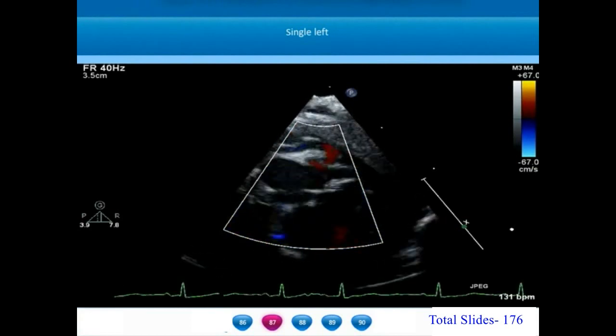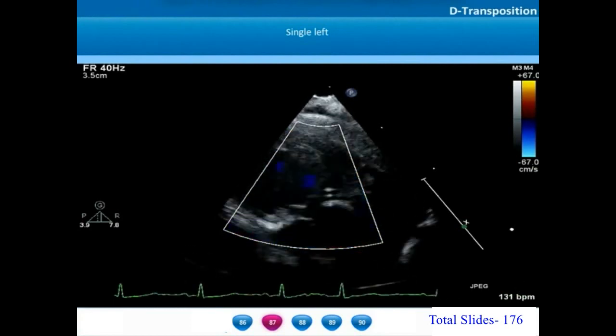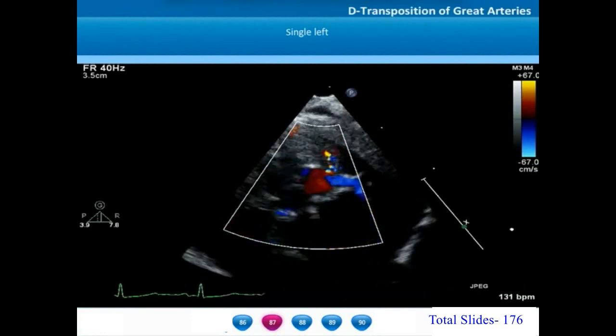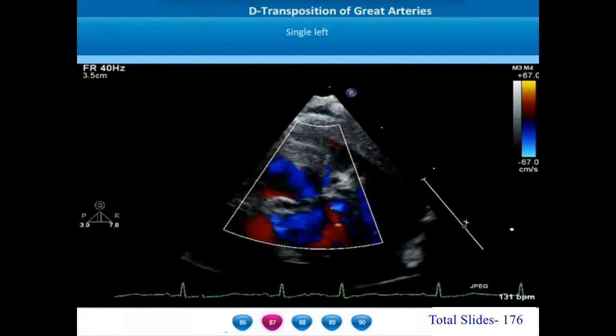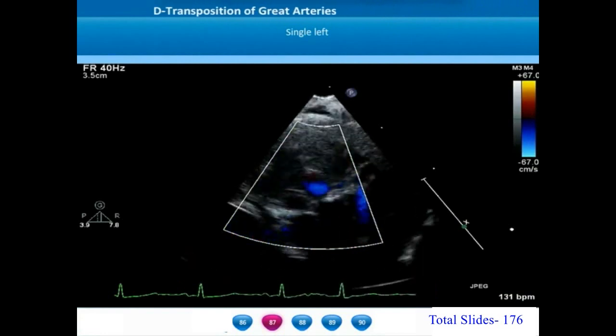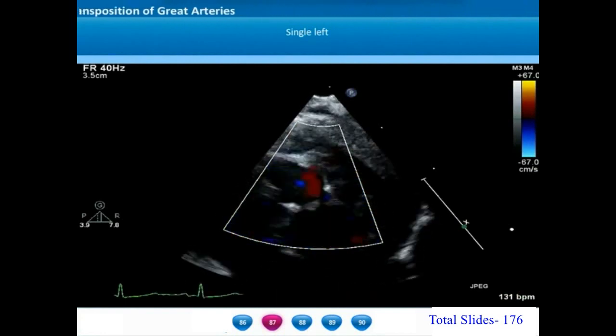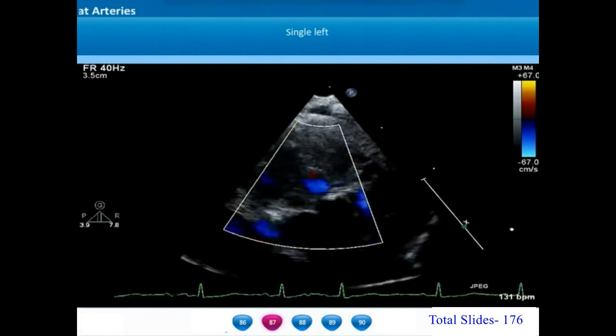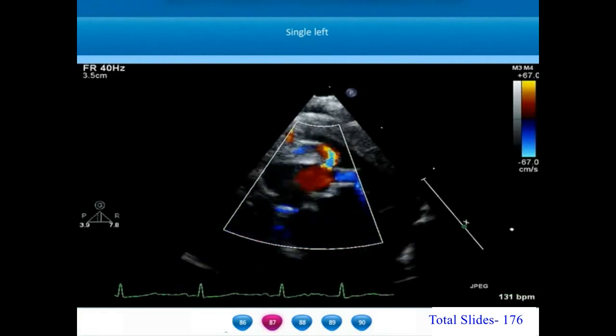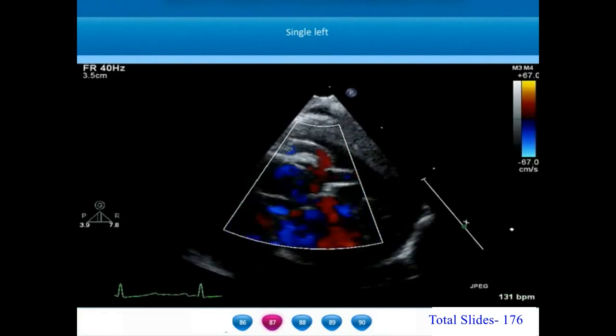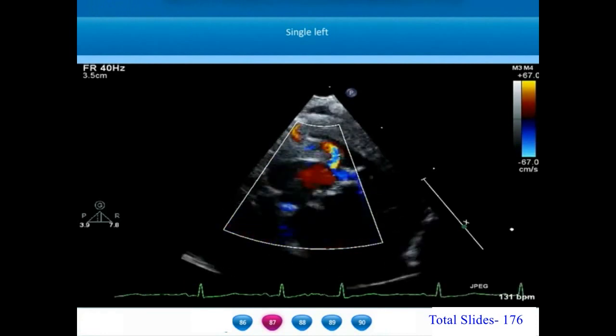The color flow in the right coronary artery is red because the direction of the flow is towards the transducer. The color flow in the left coronary artery is blue because the direction of blood flow in the left coronary artery is away from the transducer. This is an example of single left coronary artery.